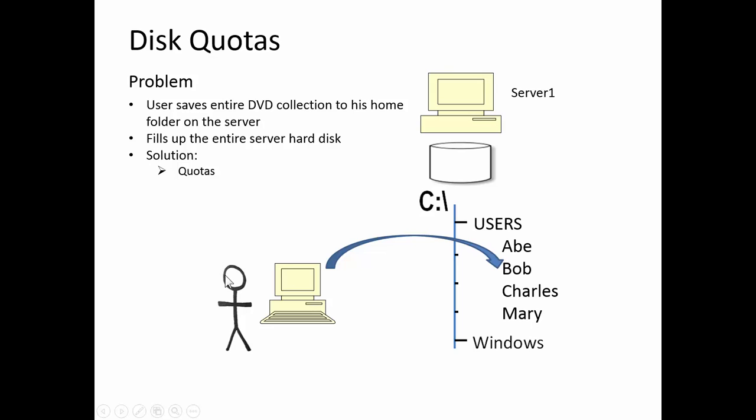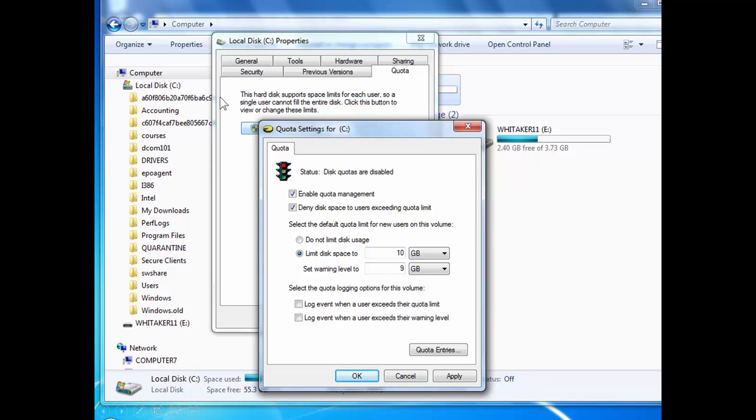A disk quota establishes that the user can save just so much data up to the server. So here's how we would do it. We would go to the C drive of the server, right-click, select Properties, click on the Quota tab, and then we would enable quota management, and we would deny disk space to users who exceed the quota.